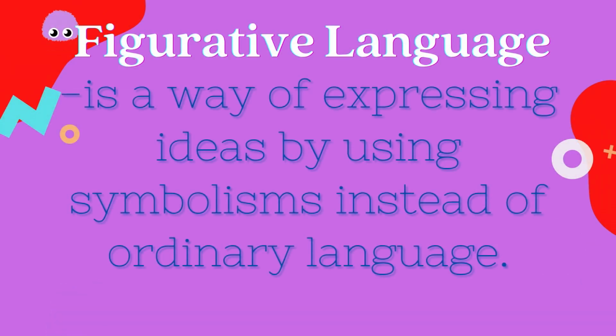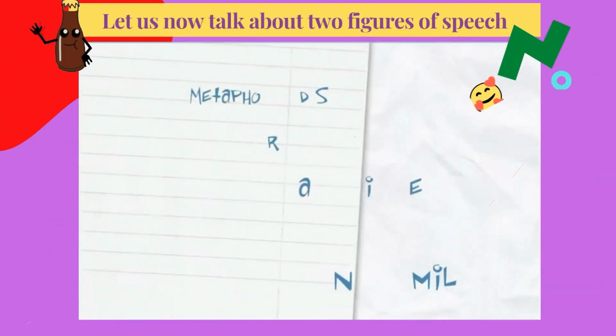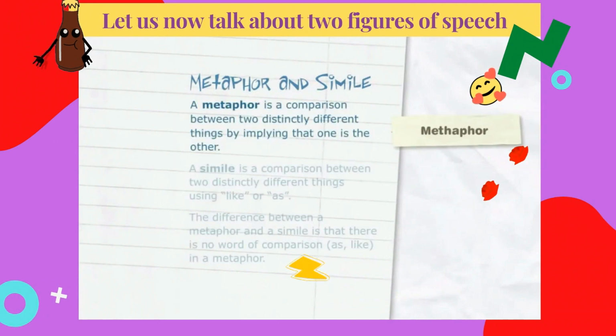Let's define what figurative language is first. Figurative language is a way of expressing ideas by using symbolisms instead of ordinary language, while figures of speech are language devices intended to bring out from the reader or listener fresh reactions or perceptions to a scene or an object. They make comparisons to familiar objects in order to bring out less familiar impressions. So, let us now talk about two figures of speech, which are metaphor and simile.